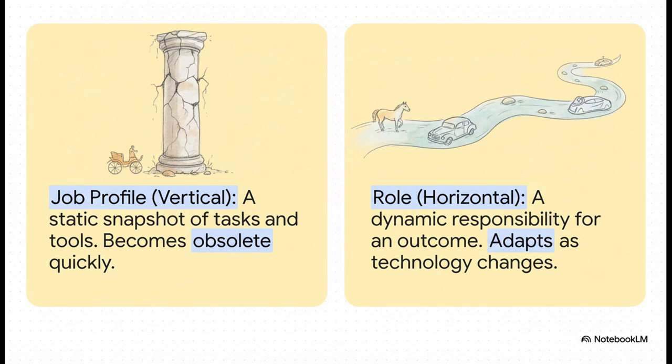The job of a horse and buggy driver becomes obsolete the second the car comes along. A role, though, is resilient. The role of a chauffeur, to transport people safely and comfortably, that adapts. It works whether the tool is a horse, a car, or a self-driving vehicle. It's tied to a purpose, not a specific tool.